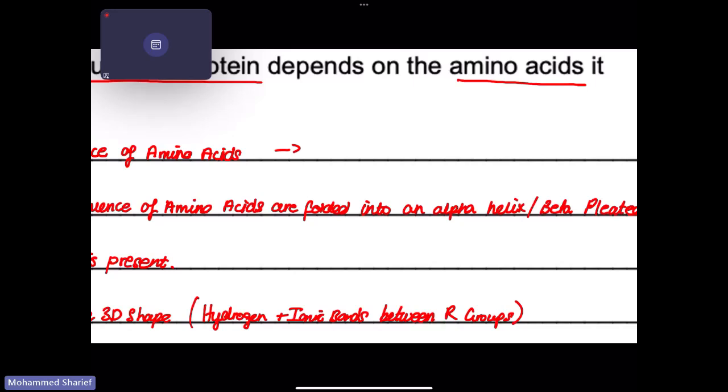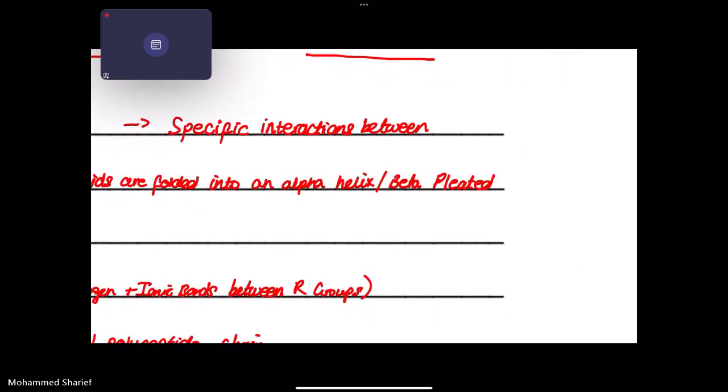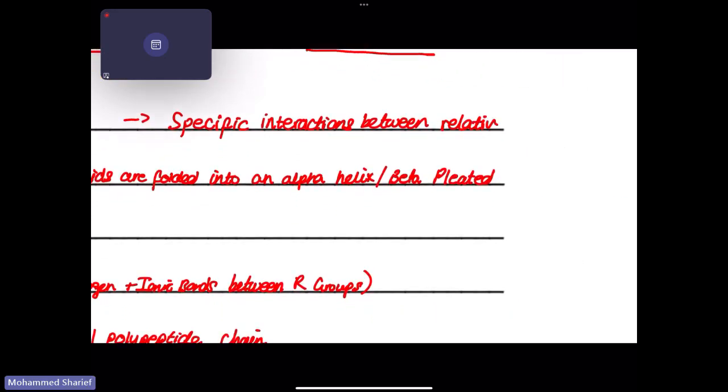There's going to be specific interactions between relative amino acids.